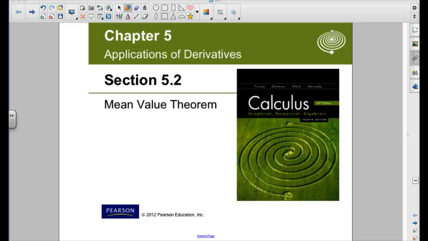The mean value theorem, section 5.2. Moving through, we're looking at applications to derivatives, different ways to use all those derivative techniques that we've learned in the last few chapters. So let's focus on a couple.